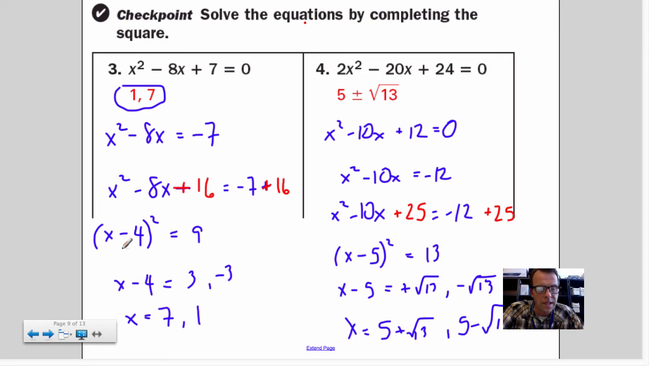You can factor the left side. At this point, you're cruising, right? This is just like you guys did on the last test. You would take the square root of both sides, get 3 and negative 3, and then you would add 4 to both 3 and negative 3.